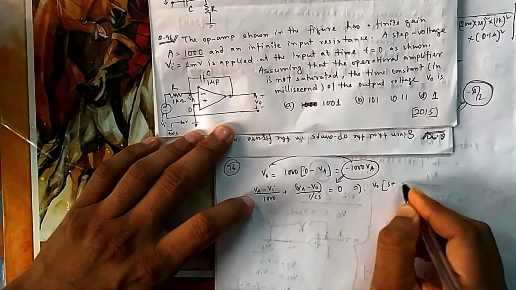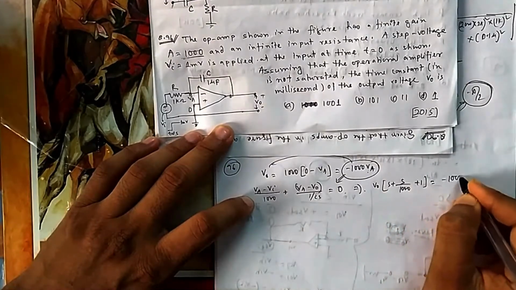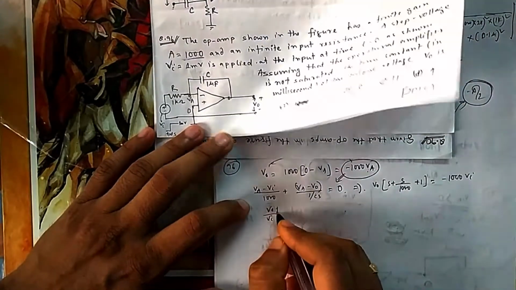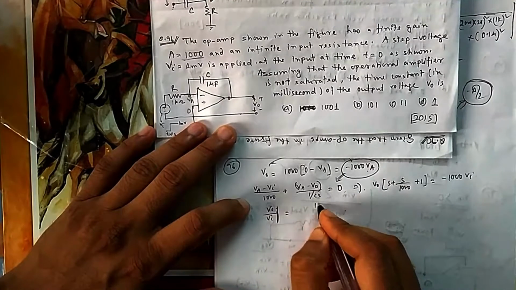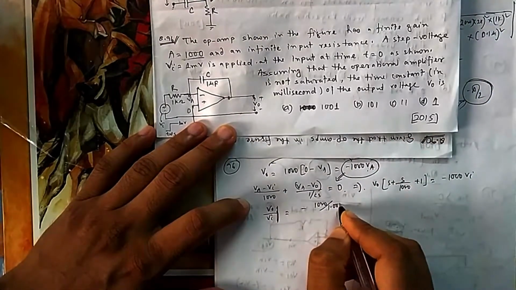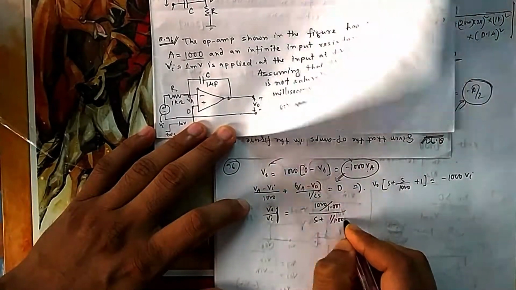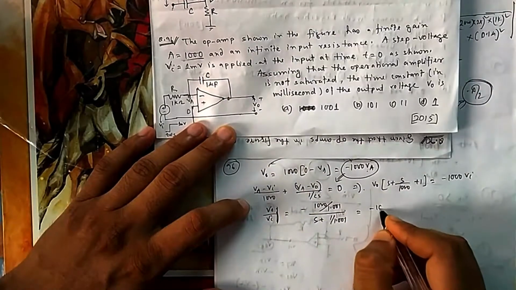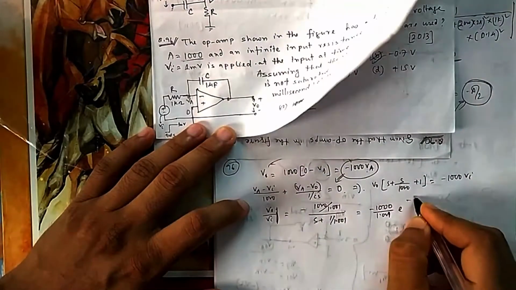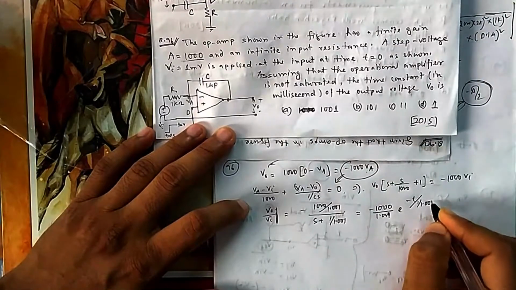If you put in this value, then the final expression you will get is something of this fashion: V0 times (S/1000 plus 1) is equal to minus 1000 Vi, which means V0 by Vi will be minus 1000 by 1.001 divided by S plus 1 by 1.001. Now how does this signal look in time? Because I need only the time constant, it will be e to the power minus t by 1/1.001. So it was t by tau.